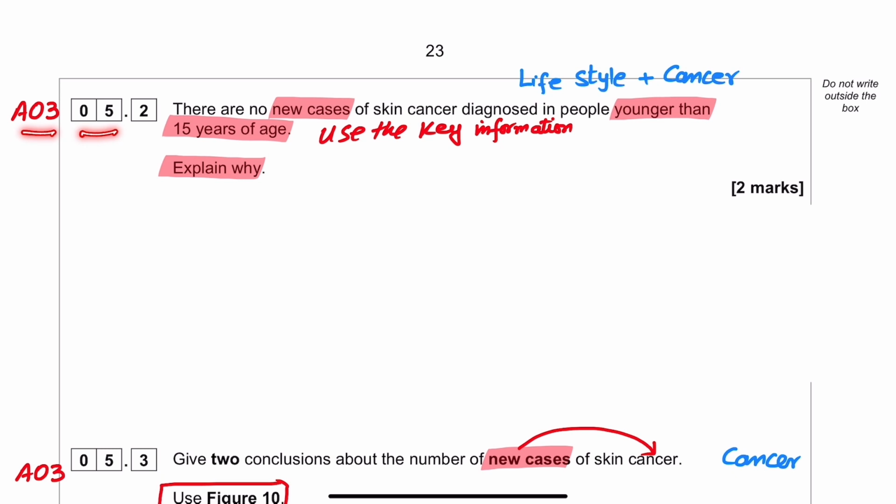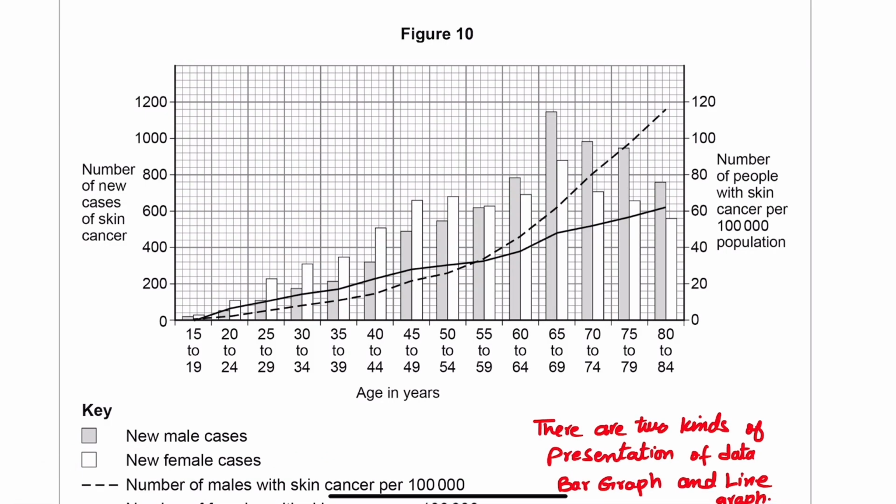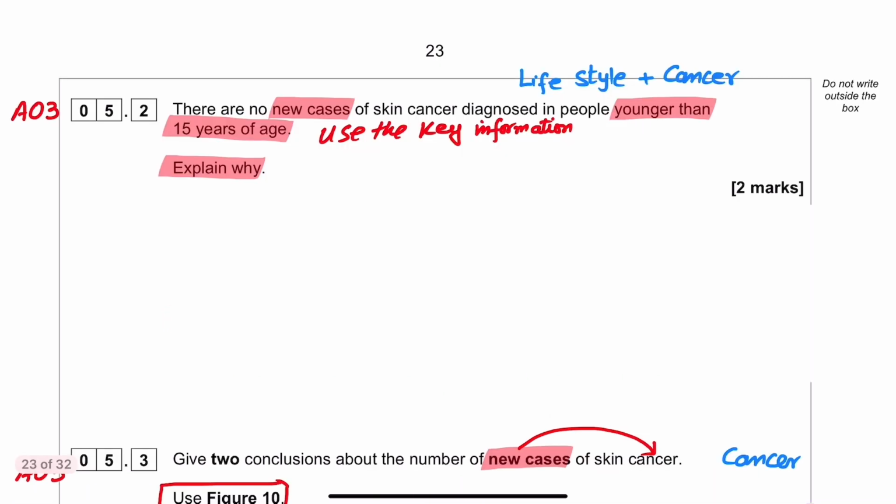5.2 is an AO3 question, and this question is from the lifestyle and cancer topic. There are no new cases of skin cancer diagnosed in people younger than 15 years of age. Explain why. The student needs to give the reason and use figure number 10. In figure number 10, we can see that the age group starts from 15 to 19. There is no information for people who are younger than 15 years old. Let's see the model answer.